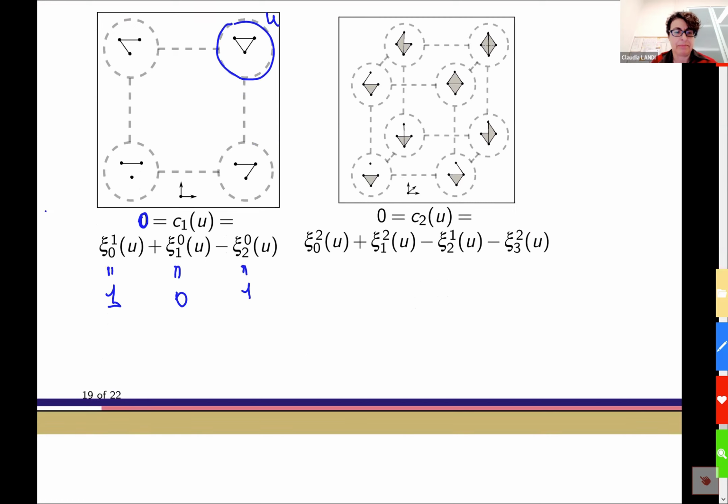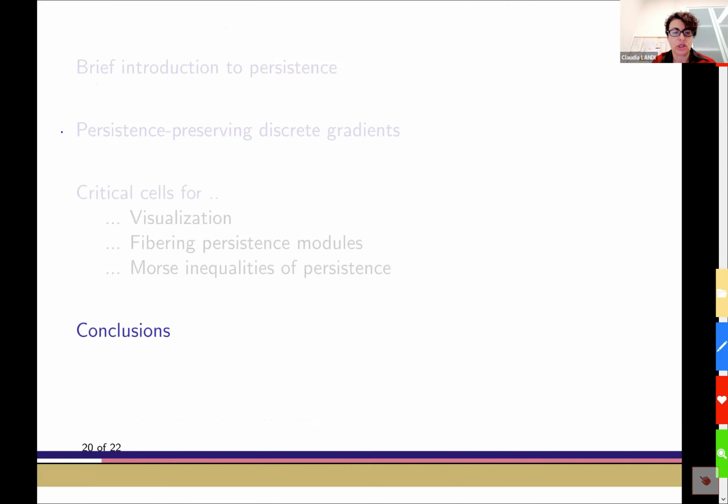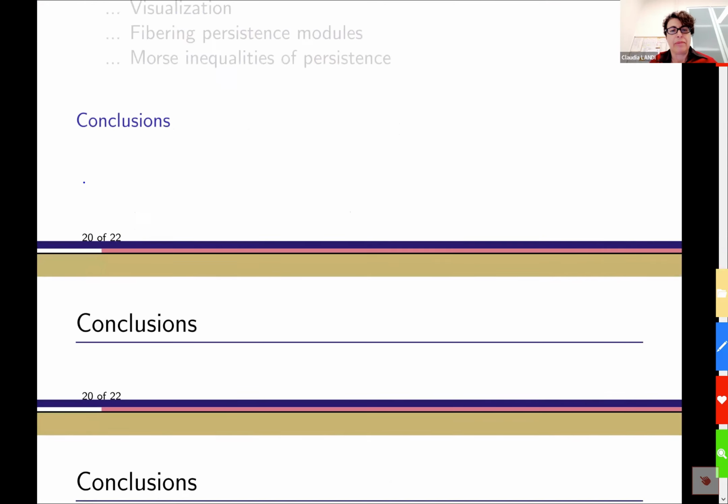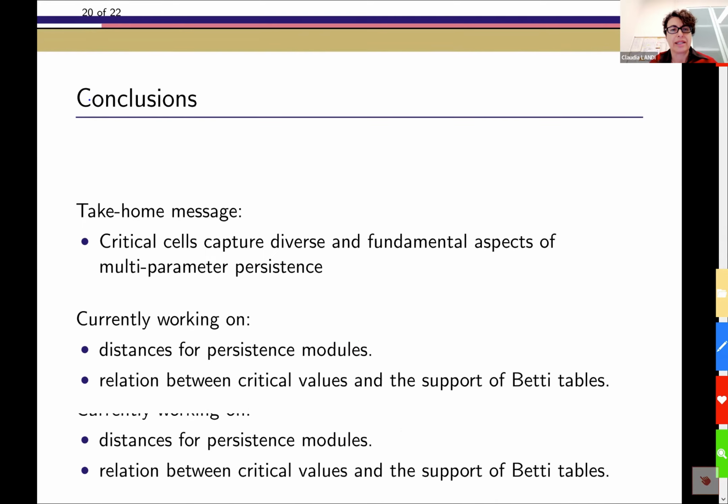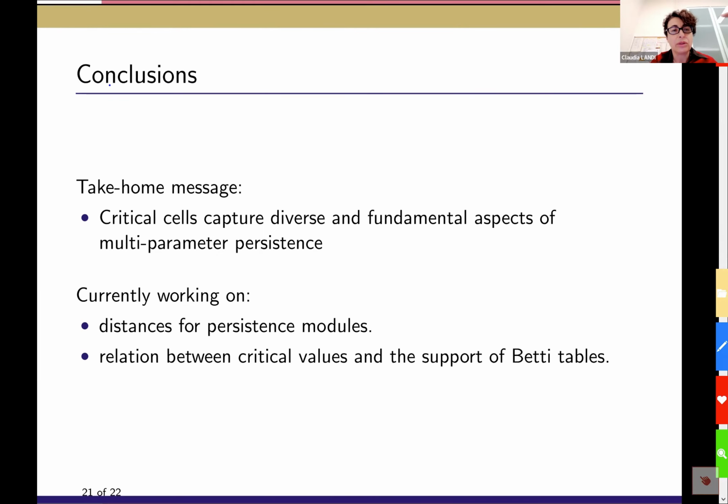So in conclusion, what I meant to tell you today is that the critical cells from discrete Morse theory capture diverse and fundamental aspects of multi-parameter persistence. And there is more to discover.